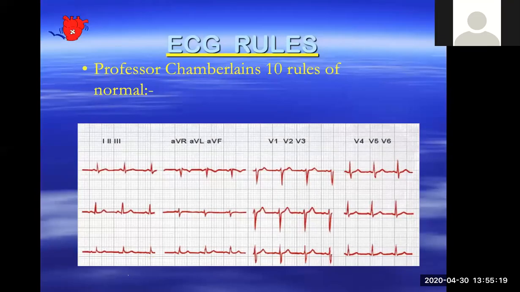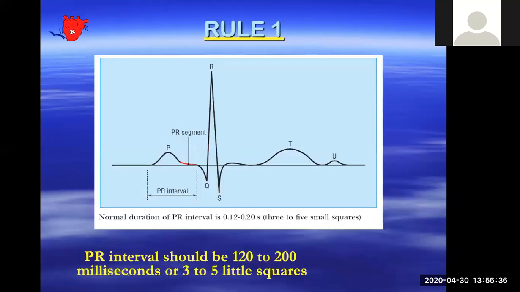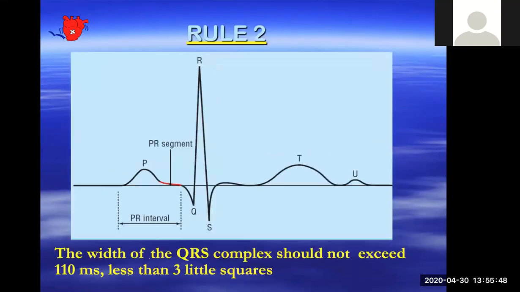Okay, so now I'm just going to go through what they call the 10 rules of ECG. This is like a summary. This is Professor Chamberlain's 10 rules of ECG. So if you need to remember 10 important rules in your head, these are the 10 rules. So rule one, your PR interval should be between 3 to 5 small squares, 120 to 200 milliseconds. Longer than 200 is first degree heart block. Shorter means there's an accessory pathway.